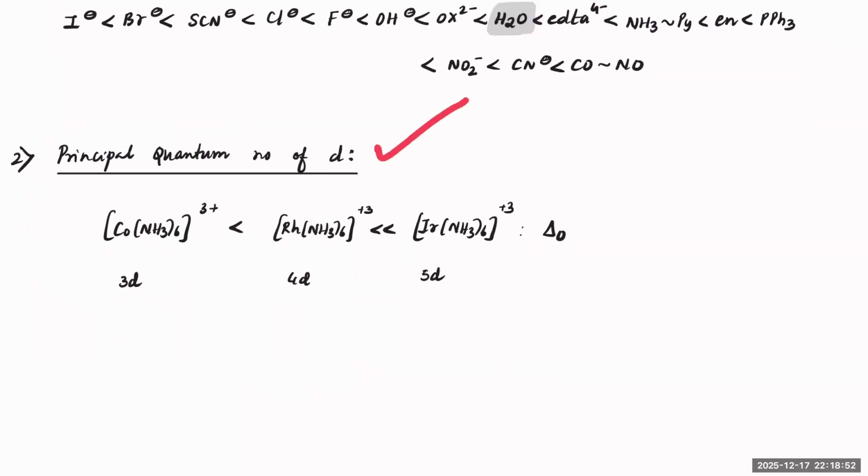Second is the principal quantum number of the d orbital, which means whether the central atom is 3d, 4d or 5d. That also makes a lot of difference. Usually 5d will have very high Z effective, which is why it can make any ligand into a strong field. The same logic follows with 4d also. So the concept of strong field and weak field is only observed in the case of 3d. For 4d and 5d, everything is strong.